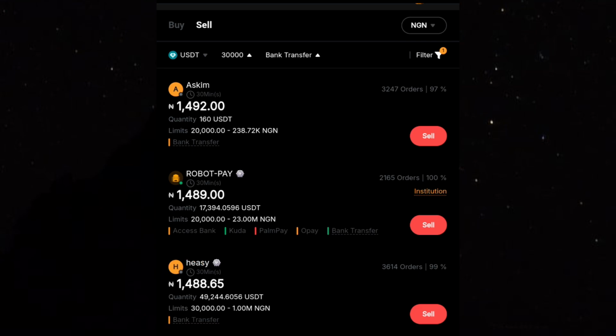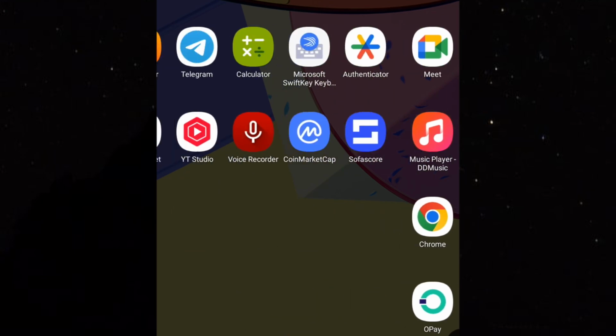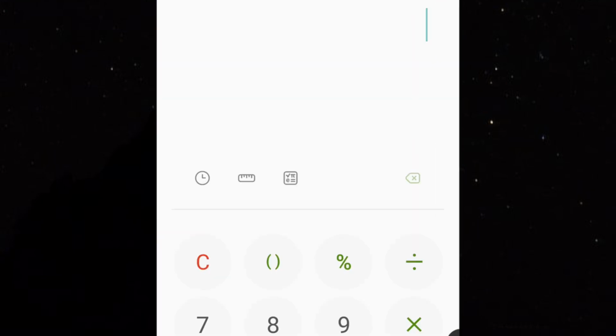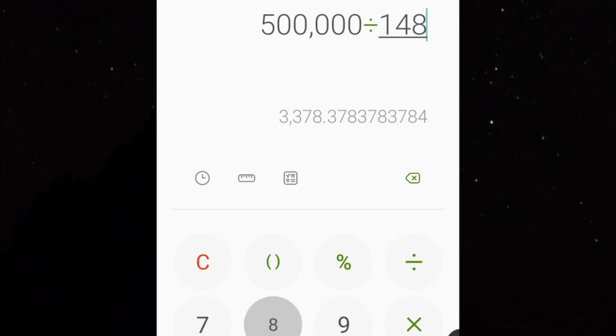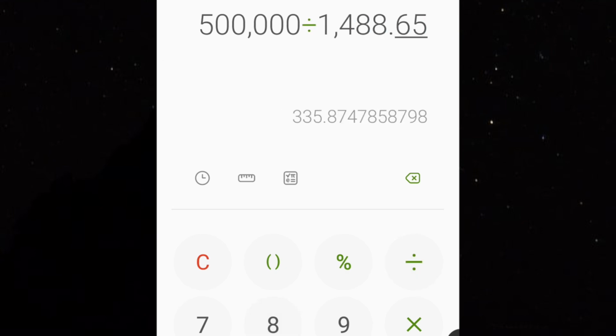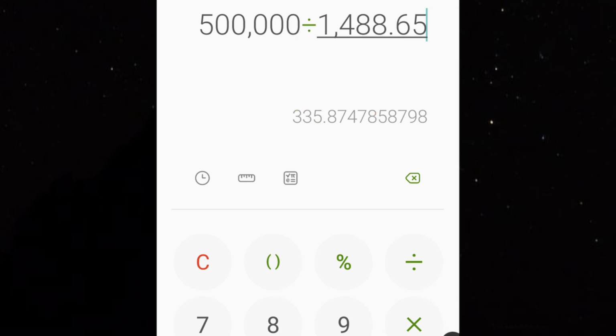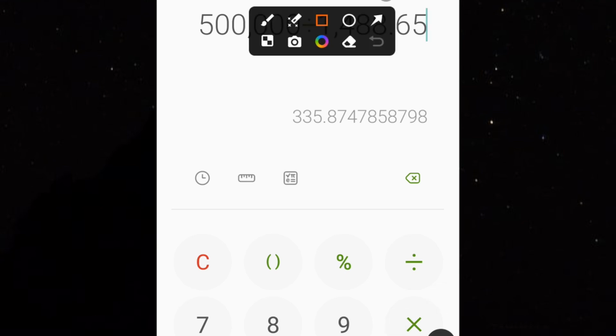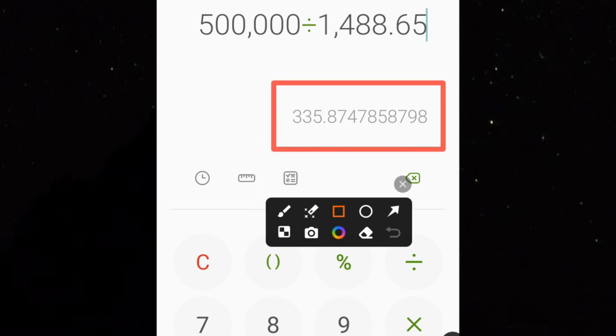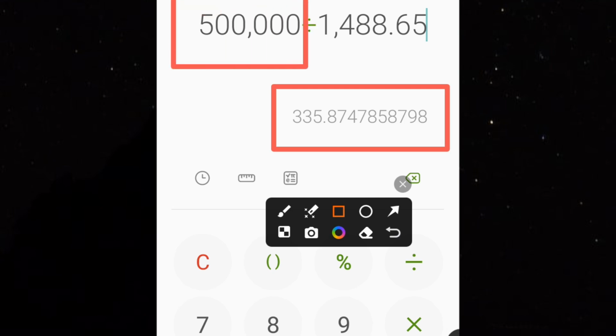So let's do the maths. 1,488.65. Easy is going to go to his calculator. People will be coming to sell to Easy. They'll be clicking on that sell, sell, sell. At the end of the day, Easy has 500,000 and has to pay anybody who is coming to sell to him. So Easy will come to his calculator and divide by 1,488.65. Easy is going to be able to buy 335.8 USDT from the sellers. All the sellers will come and sell to Easy 335 USDT, and by that time the 500k in his bank account has been exhausted.